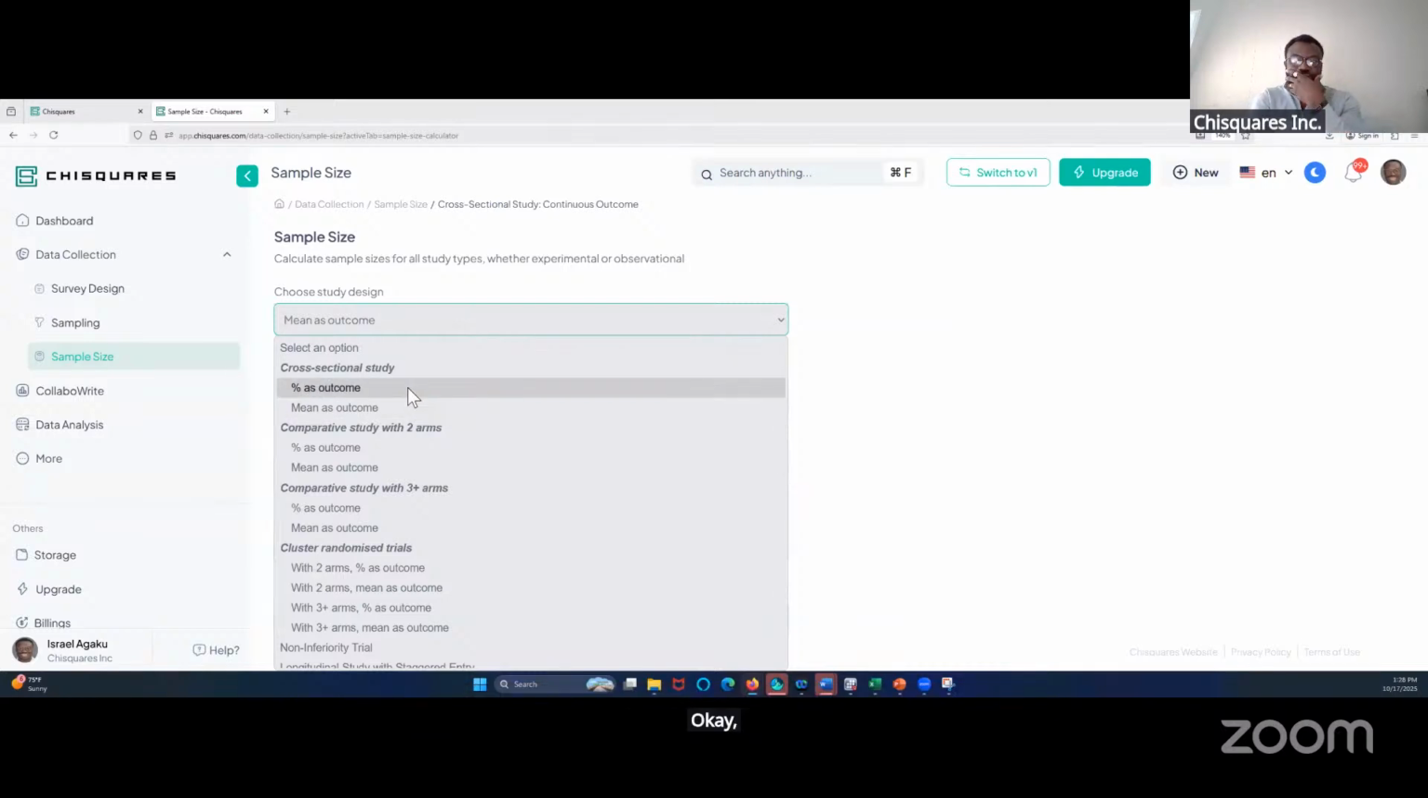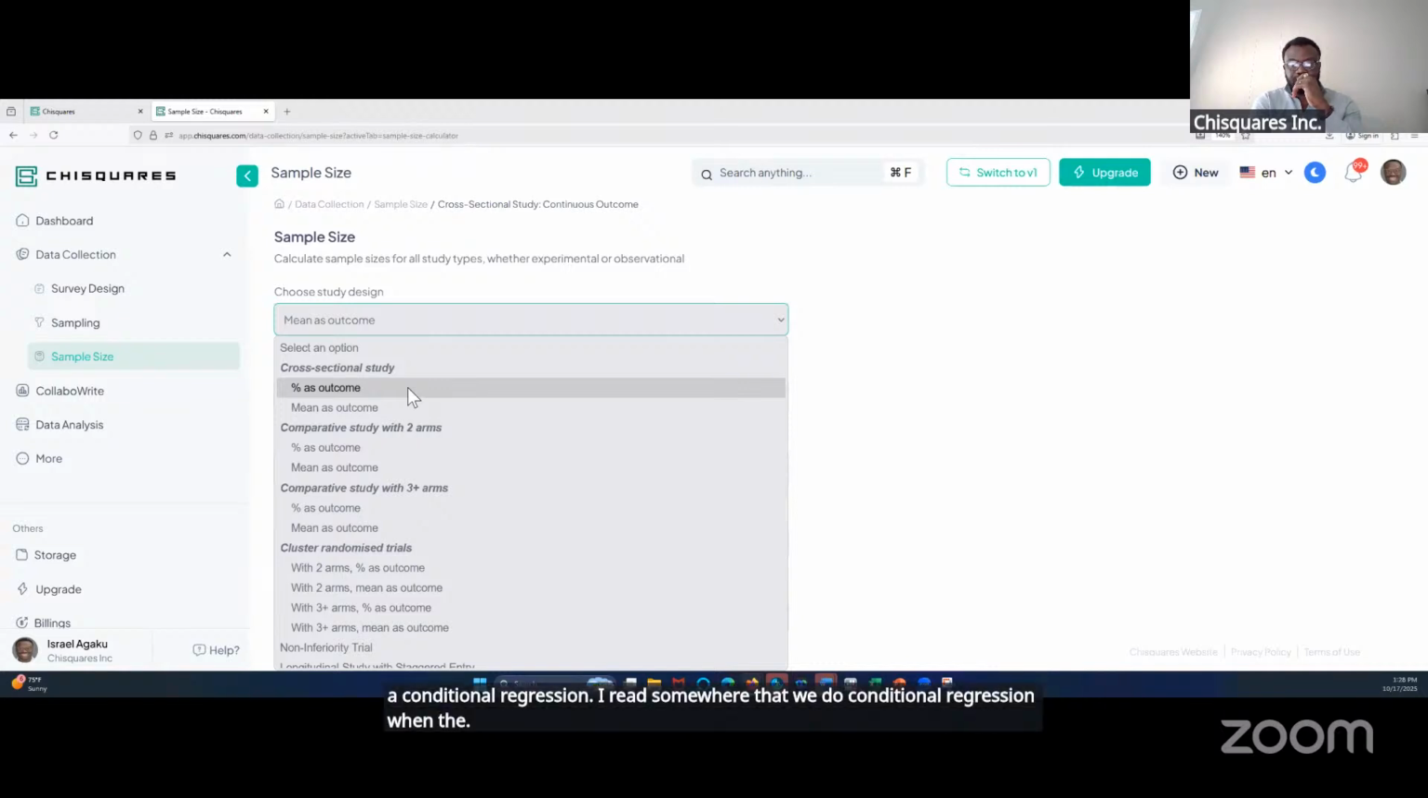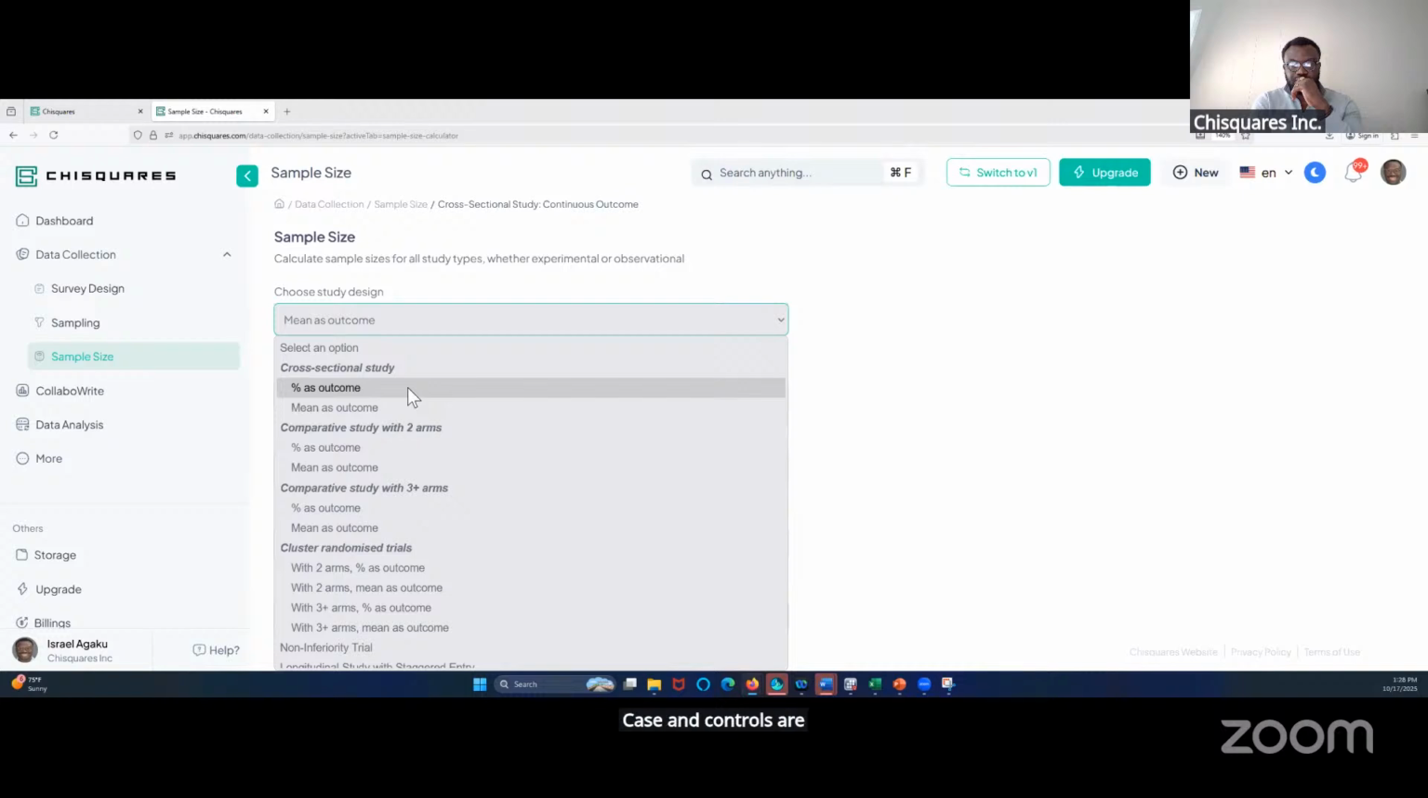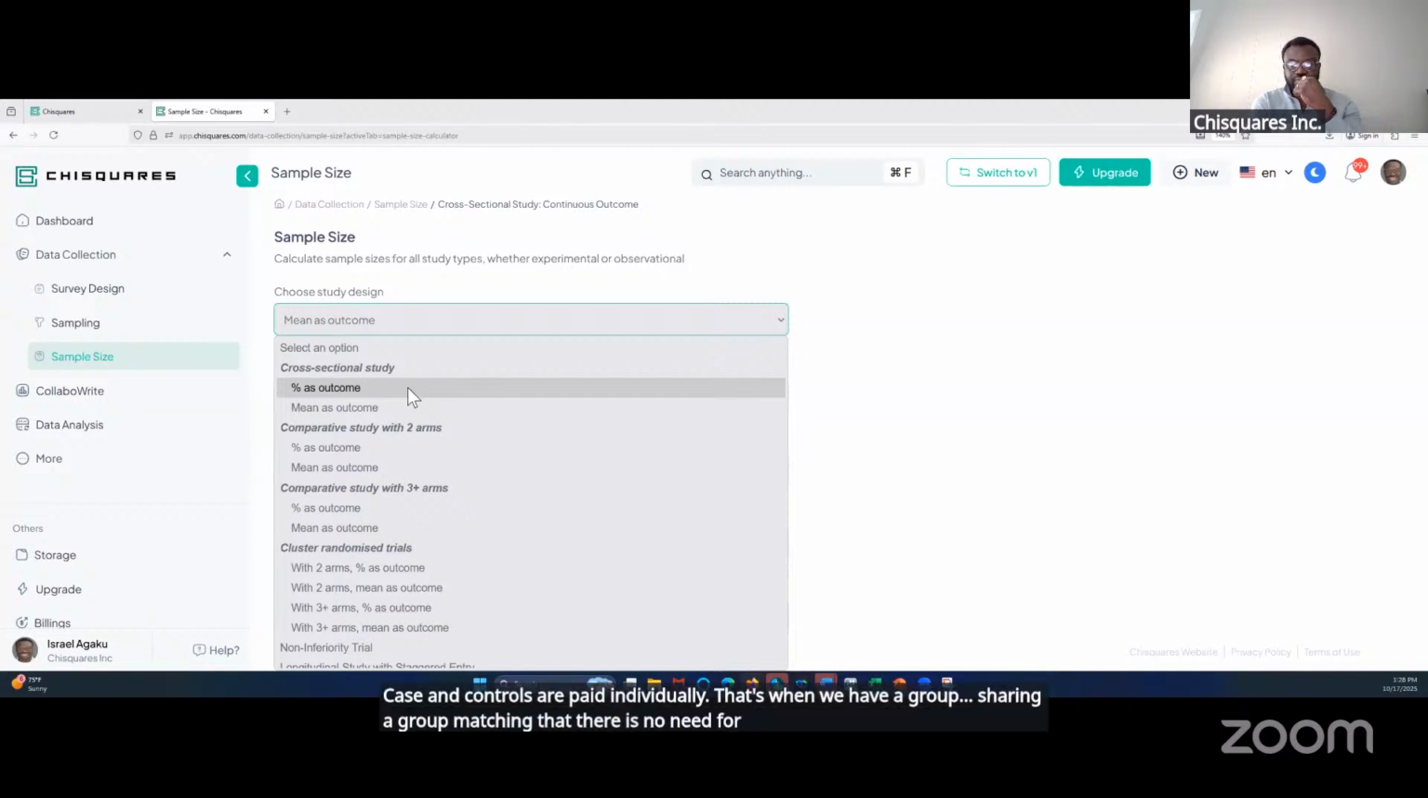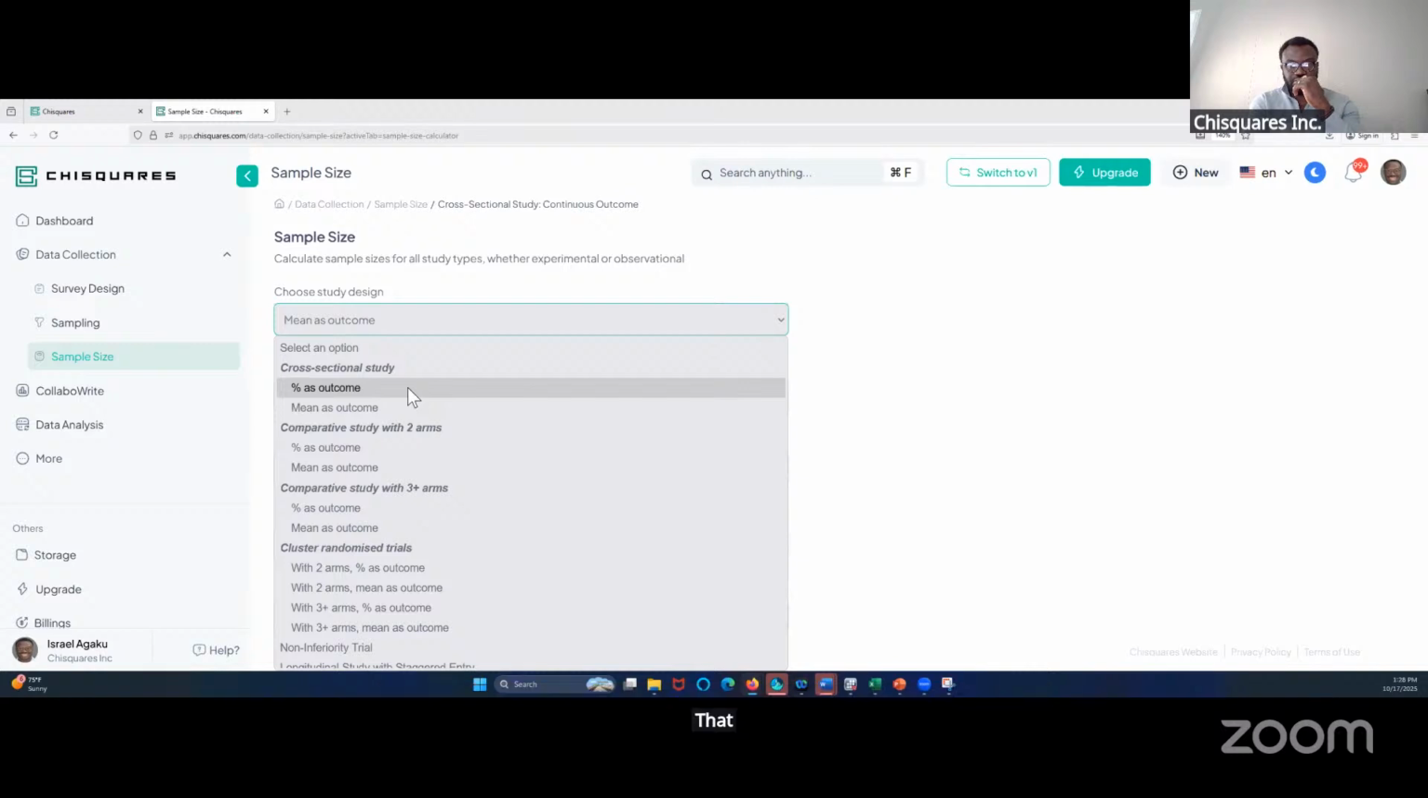Secondly, you said that for case control study we need to do a conditional regression. I read somewhere that we do conditional regression when the cases and controls are paired individually. When we have a group pairing, a group matching, there is no need for conditional regression; a standard, unconditional regression is still okay in that case. What would you say about this, sir?